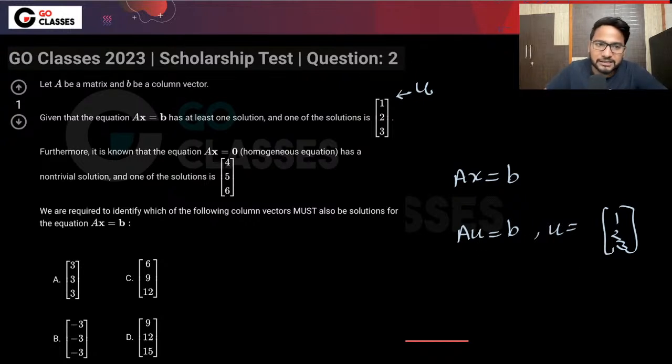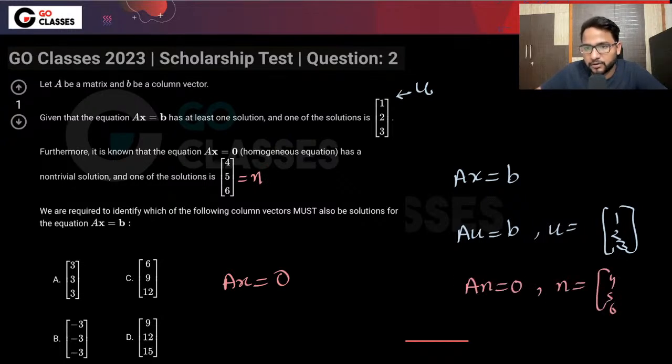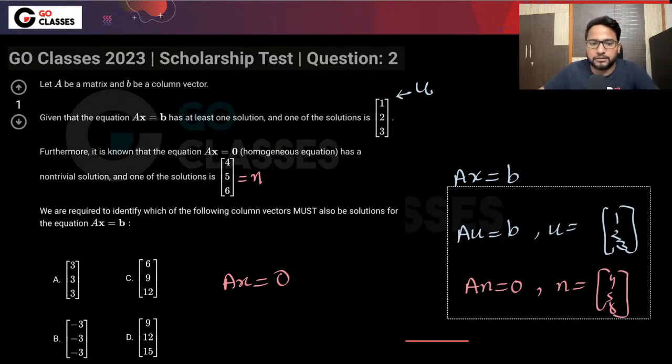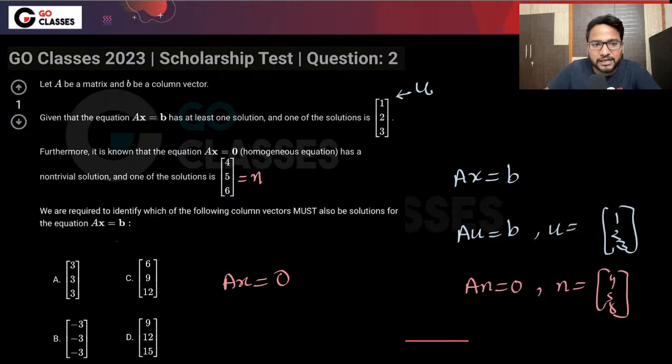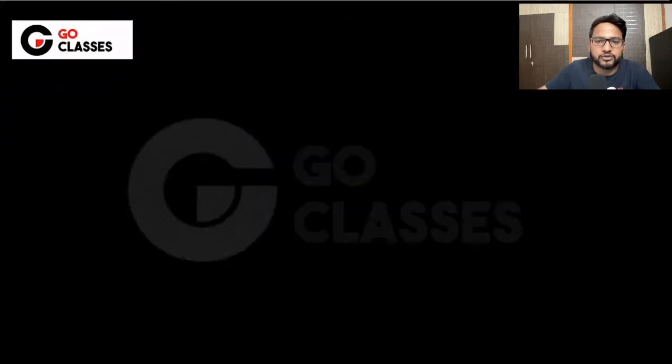Now again they are saying that Ax equal to 0 also has one solution, which is 4, 5, 6. Let me call this vector n. So I'm saying An equal to 0 is also satisfied, where n equal to 4, 5, 6. So I have two relations here, and then they're asking what are the other solutions of Ax equal to B.